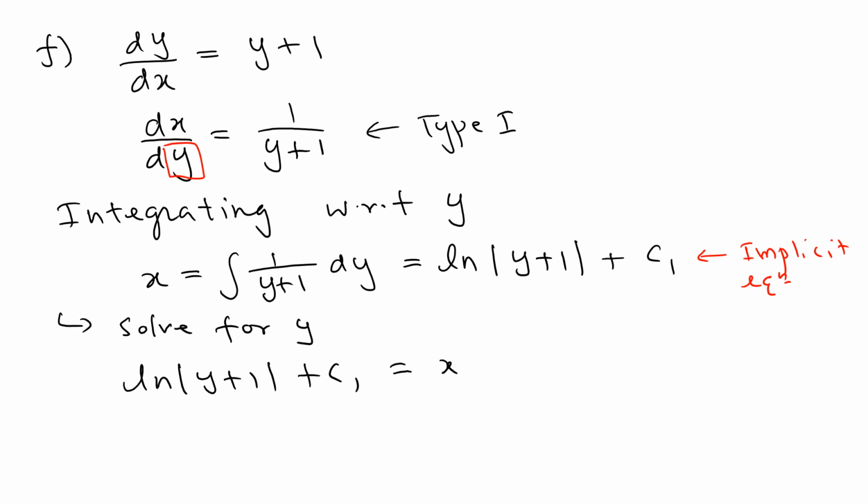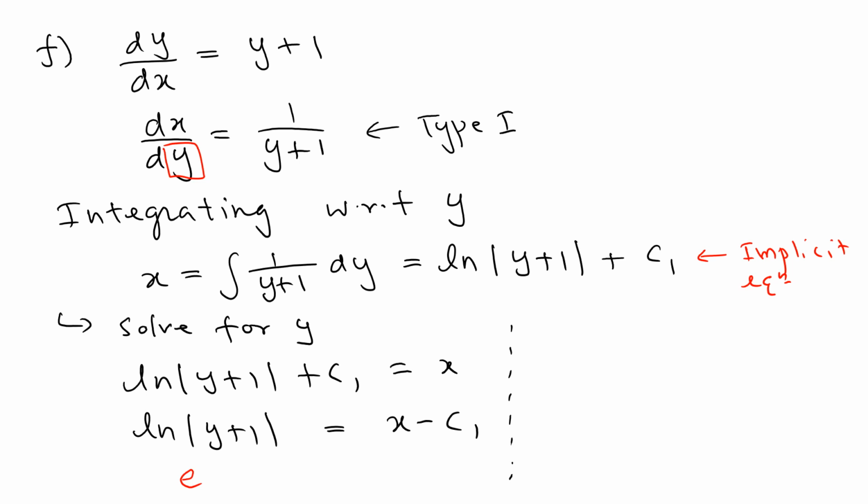Just flip the equation. And then I'm going to move the C1 to the other side. So you can write this one as ln absolute value of y plus 1 equal x minus c1. And then after that we know from algebra, if you have a log equation, you can write this one as an exponential equation. When you remove the log, you get the base. In this case the base is e, because natural log means base e.